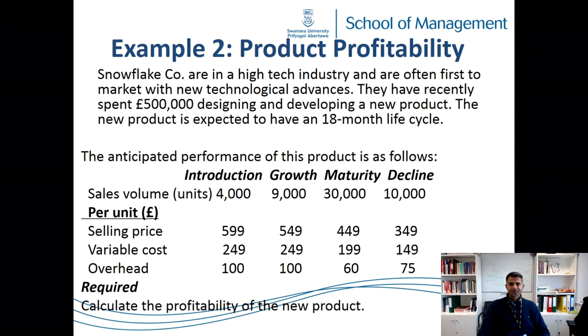Right, let's have a look at this question. Snowflake Co. are in the high technology sector, in the high tech industry, and often first to market with new technological advances. That's fine. They have recently spent £500,000 designing and developing a new product. So that's at the research and development stage, which cost them £500,000. The new product is expected to have an 18 months life cycle.